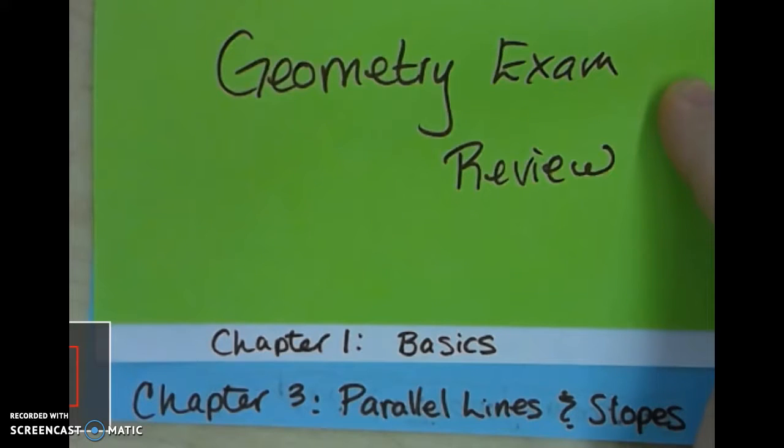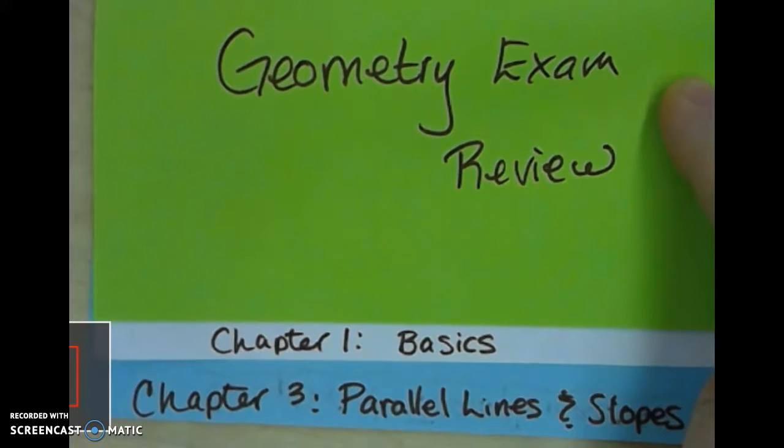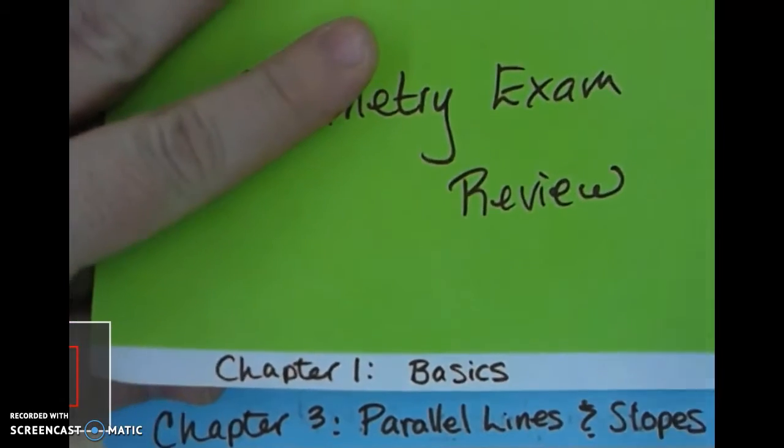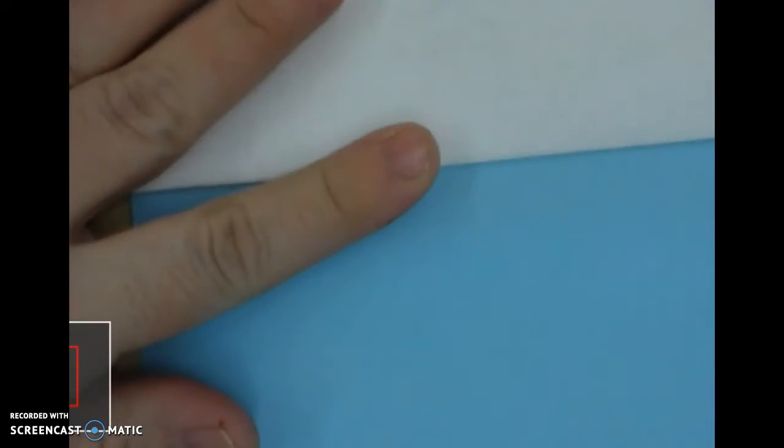Okay, so what we're going to do is we're going to do chapter 3. So everybody find your chapter 3 foldable and open it up. So the bottom one, and we're going to start writing on the top. So I'm on the chapter 3, and I'm writing on the top.